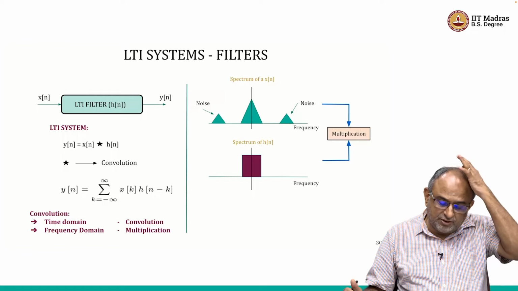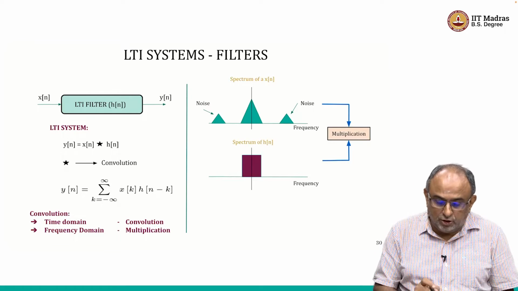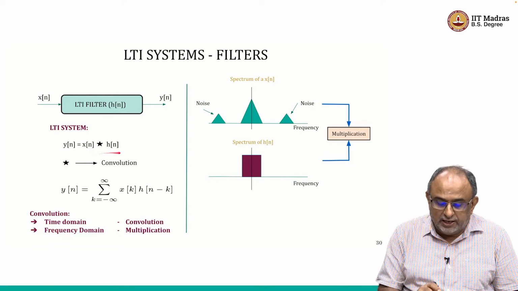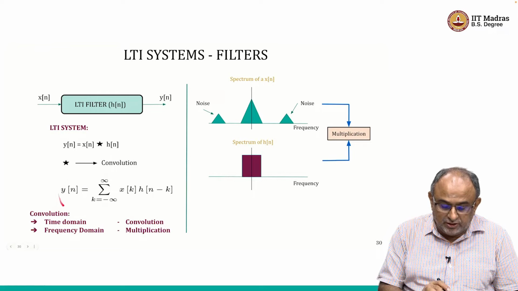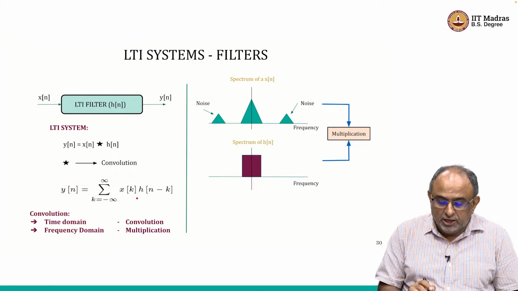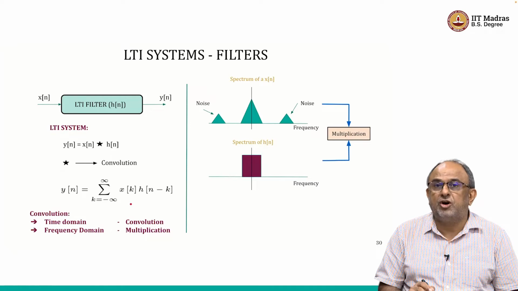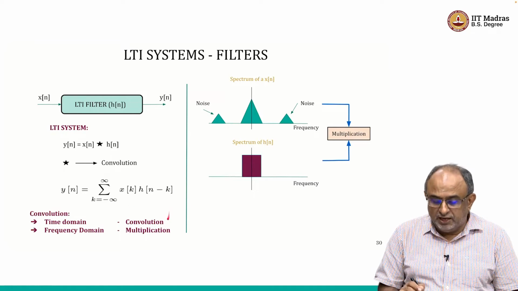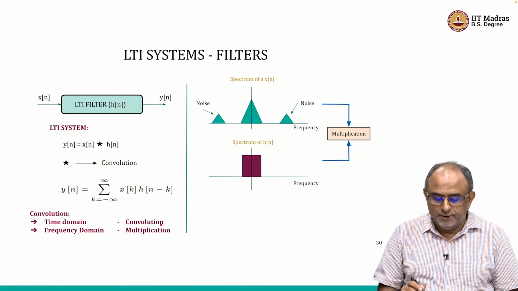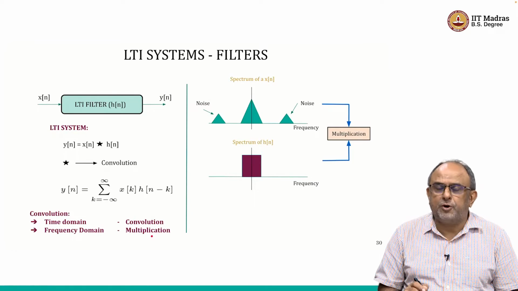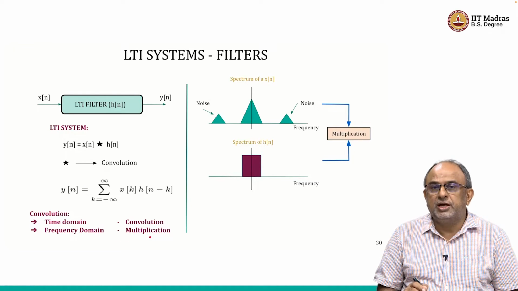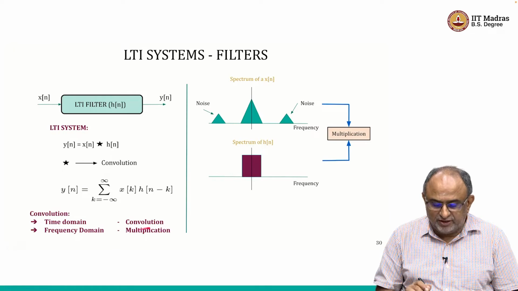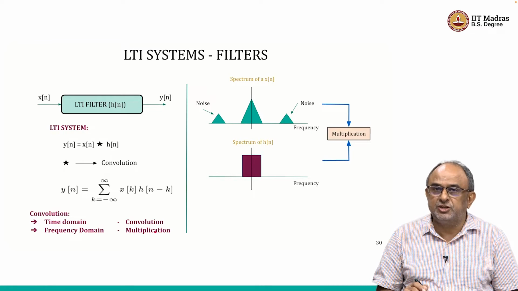So, in systems theory, we have the operation of convolution, and if you take the Fourier transform of this, surprisingly you will see that convolution in the time domain turns out to be nothing but the multiplication of the Fourier transform of x and the Fourier transform of h. This is a very important concept. Convolution in one domain always gives rise to multiplication in the other domain.